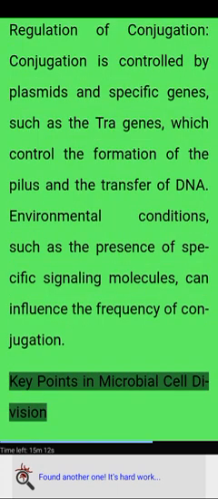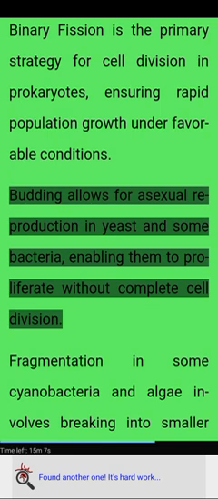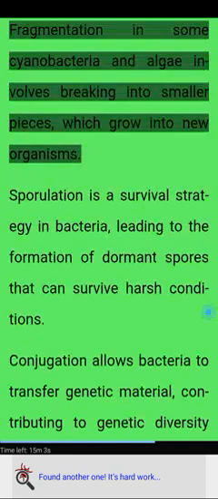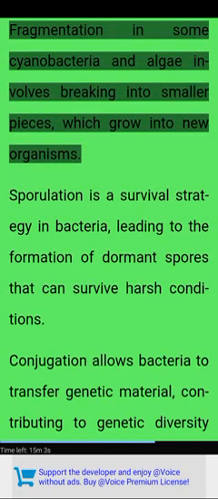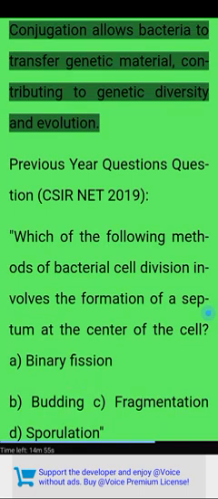Key points in microbial cell division. Binary fission is the primary strategy for cell division in prokaryotes, ensuring rapid population growth under favorable conditions. Budding allows for asexual reproduction in yeast and some bacteria, enabling them to proliferate without complete cell division. Fragmentation in some cyanobacteria and algae involves breaking into smaller pieces, which grow into new organisms. Sporulation is a survival strategy in bacteria, leading to the formation of dormant spores that can survive harsh conditions. Conjugation allows bacteria to transfer genetic material, contributing to genetic diversity and evolution.